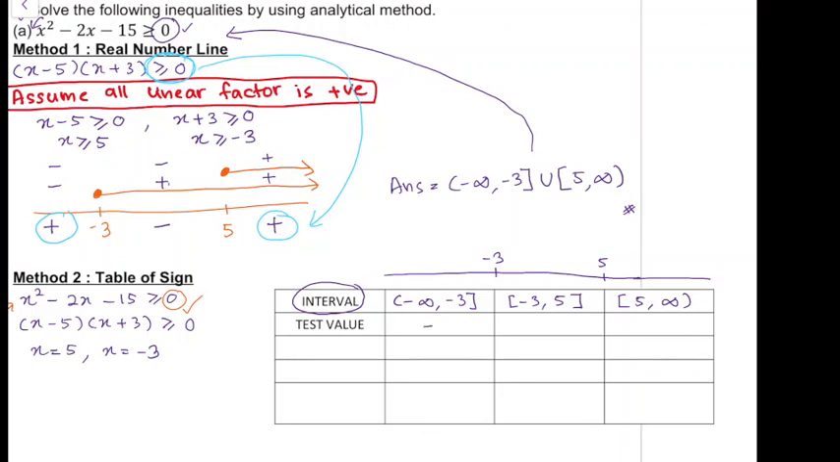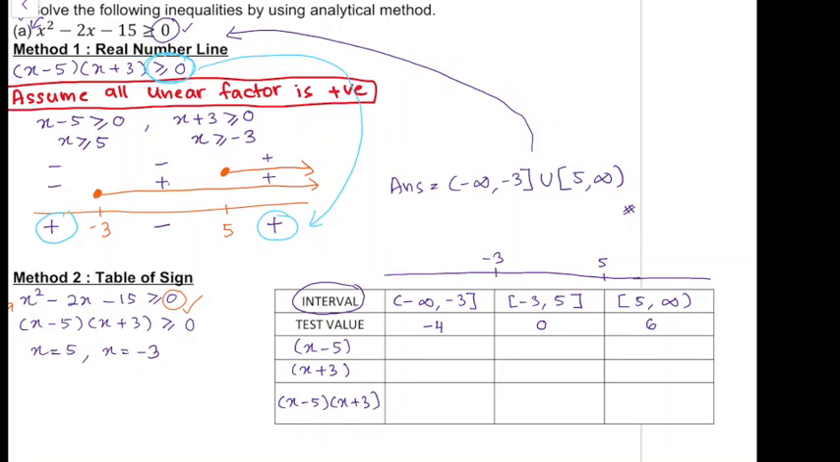Test value is any value within the interval. Pick one. So between negative infinity to negative 3, I pick negative 4. Between negative 3 to 5, I pick 0. Between 5 to infinity, I pick number 6. For this column, we write the linear factors, and the last one is the product of the two factors.